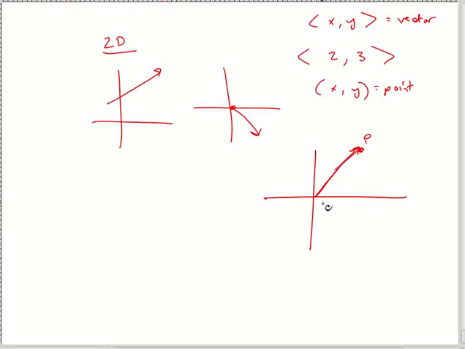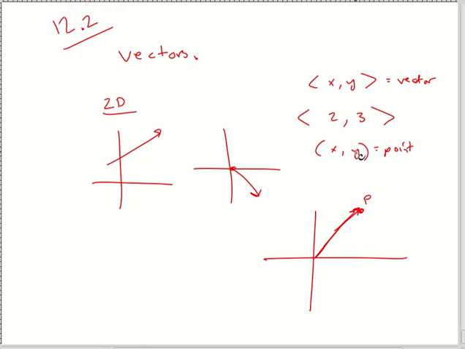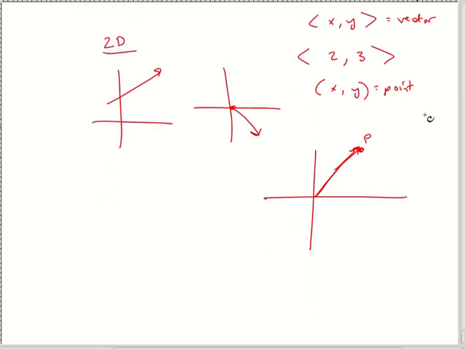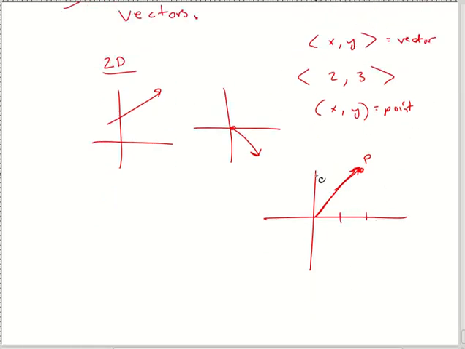And so the idea is that it's going out to a point, and the vector is, I guess you can call it a ray, going out until that point. So <2, 3> in particular, if you wanted to draw it, 1, 2, 1, 2, 3. Well, it's close enough. Just like a point. Okay, so that's good.